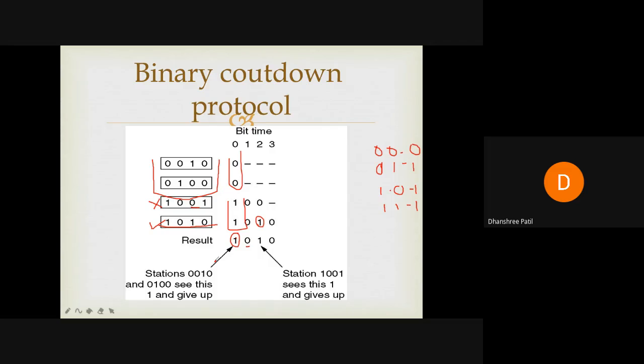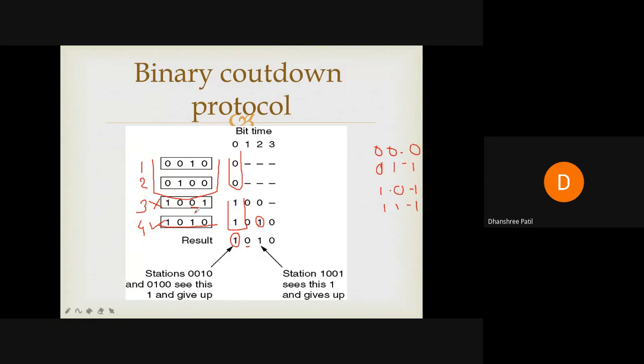समझते हैं? Yes or no? Huh? Binary countdown protocol, it is very simple. What it does: those stations who want to acquire the channel will just broadcast their addresses in a binary format. So I'll give the station numbers 1, 2, 3 and 4. Suppose 4 stations are there. So they will just broadcast their addresses.